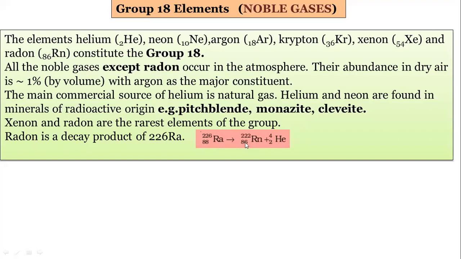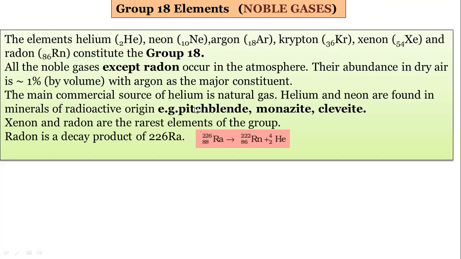This decay is shown here, radium. With the decay of this radium, we get radon and helium. So their abundance in dry air is very, very less. That's why these are also called rare gases. Nearly equal to 1% of volume is made up of helium, neon, argon, krypton, xenon, radon. Out of this, argon is the major constituent.